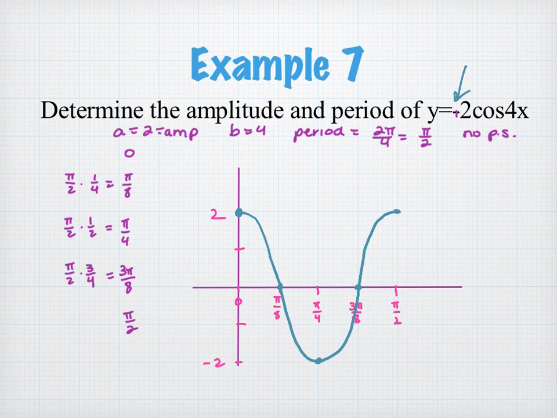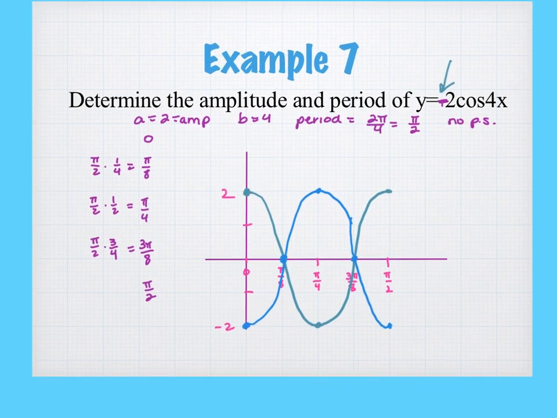So basically what happens is the pattern changes. If I put the negative back on here and that says negative, instead of starting at +2, I actually start down here at -2. I come up, up, down, down. So it flips it upside down and it would look like that.